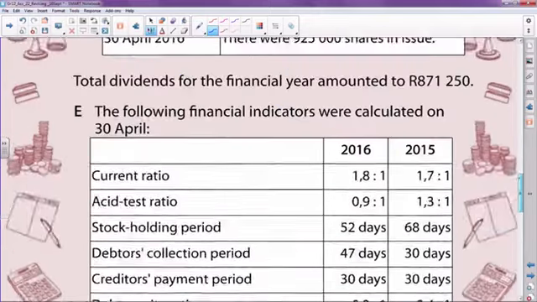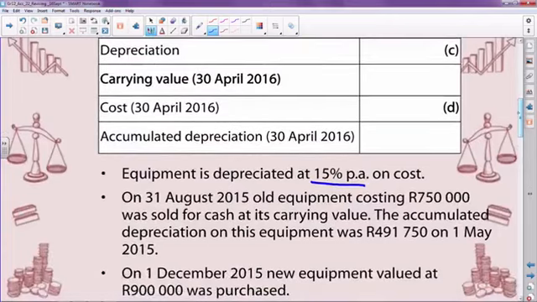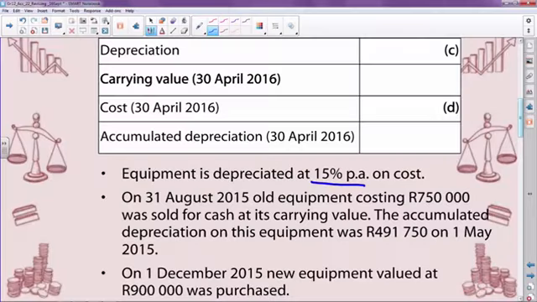What other information do I have? It was sold for cash at its carrying value. Once again, cash flow: we dispose of the asset at its carrying value. Now, immediately I know that I need to calculate my pro rata depreciation for the period in this year, because that's my carrying value at the beginning of my financial year. I'm disposing of the asset on the 31st of August 2015, so May, June, July, August gives you 4 months.